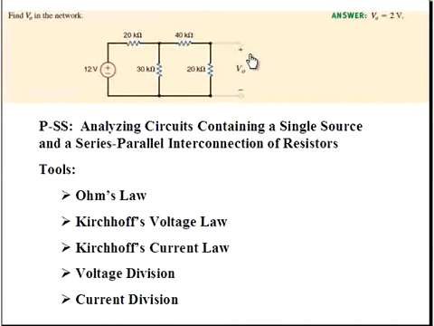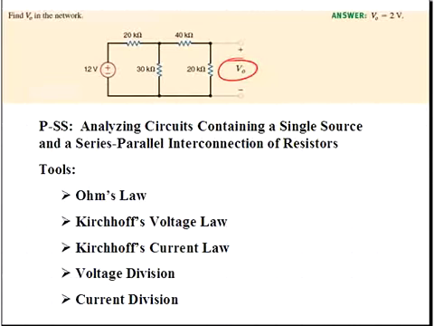This is Learning Assessment Problem 2.17. In this problem, we're asked to determine the value of a voltage VO, which appears across one of the resistors in the circuit. The problem-solving strategy here might be analyzing circuits containing a single source and a network of resistors.